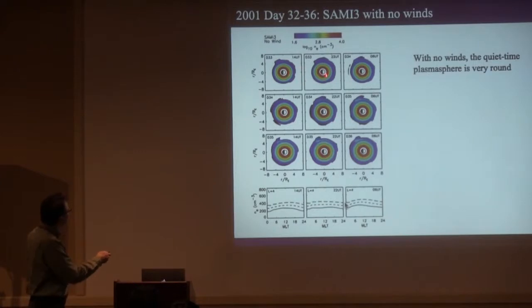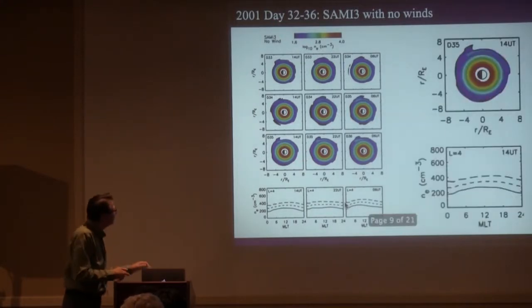So with no winds at all, this is the equatorial electron density, in the equatorial plane, every 8 hours, so this is over 3 days, and this is the profile at L equals 4. And what you see is it's very round. And a couple of days ago, Jerry Goldstein asked why the plasmasphere isn't round. Well, when you have no winds, it is round.